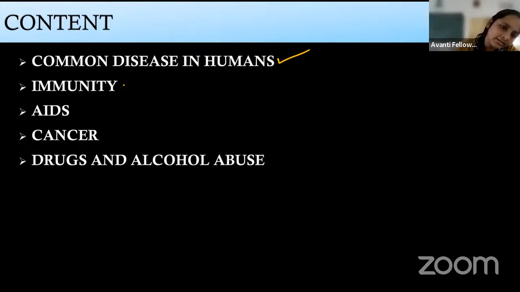The second thing is immunity, which we are going to study. The last things are AIDS and cancer, and drugs and alcohol abuse. So we are going to complete all of these.